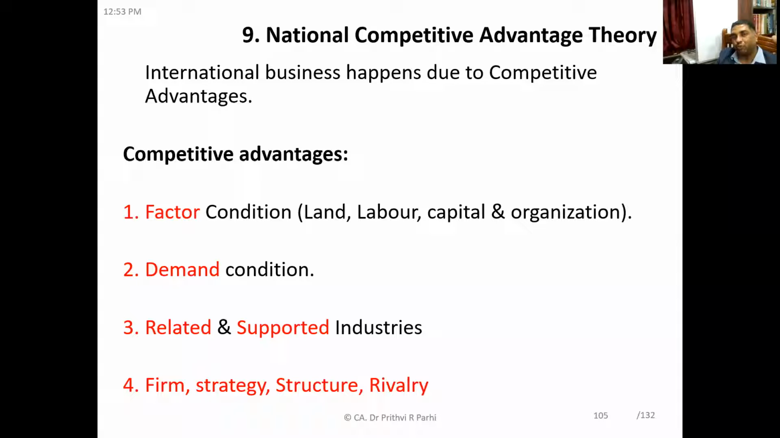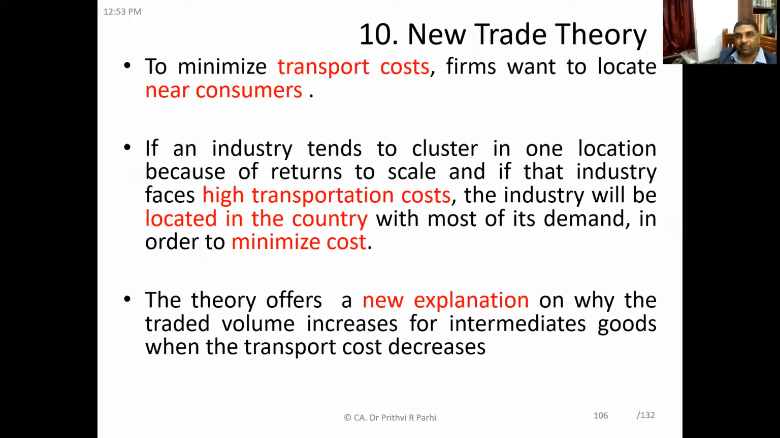So one country might be enjoying this competitive advantage so that that country may produce goods and may export to other countries. So that will contribute to the growth of international trade. Hope you have understood this theory. Now, one more theory, which is referred to as new trade theory. Okay, new trade theory, what it suggests is that trade between different countries may happen maybe to minimize transportation cost if the firm wants to locate new customers.